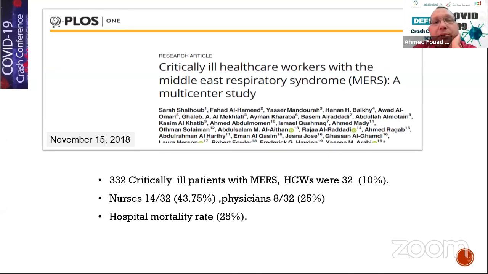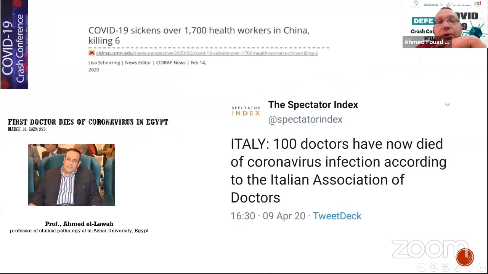It's published actually in PLOS in 2018. It shows 32% of the MERS-CoV critical care patients got infected, most of them from ER and from ICU, which is almost 10% of them. Nurses were 14 out of 32 candidates. Physicians were out of 32, and the hospital mortality was 25% among healthcare workers.